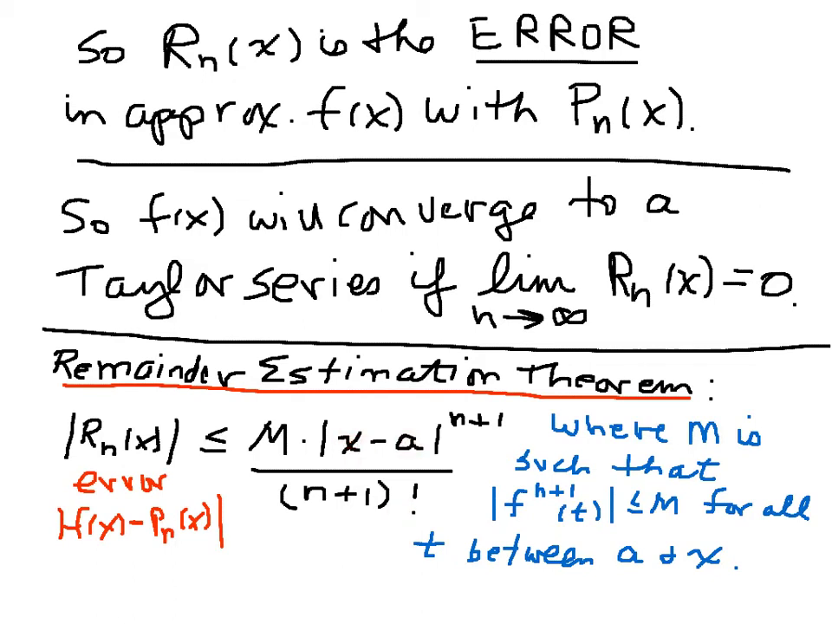Now, this is the hard part. M is the upper bound of the n plus first derivative of the function for any t between a and x. So in other words, it's the biggest value that the n plus first derivative assumes for all values between the center and whatever value we're approximating. This value may be bigger than a or less than a. And that is the big deal, and that is how we find the error.